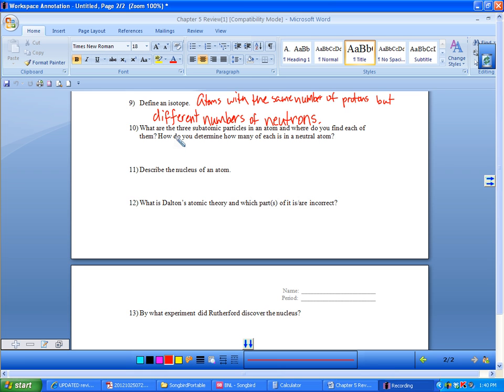We are going to talk about the 3 subatomic particles now. So we have the proton, has a positive charge. Located in the nucleus. Then we have the neutron. It has no charge. It's located in the nucleus. And then it has the electron. And it has a negative charge. And it is located outside, moving around the outside of the nucleus.